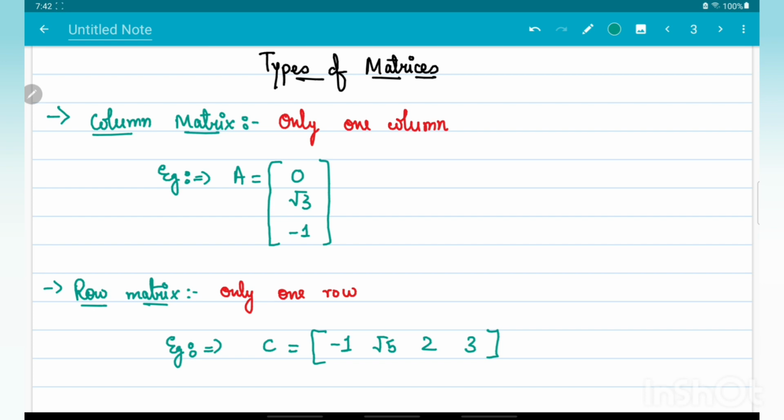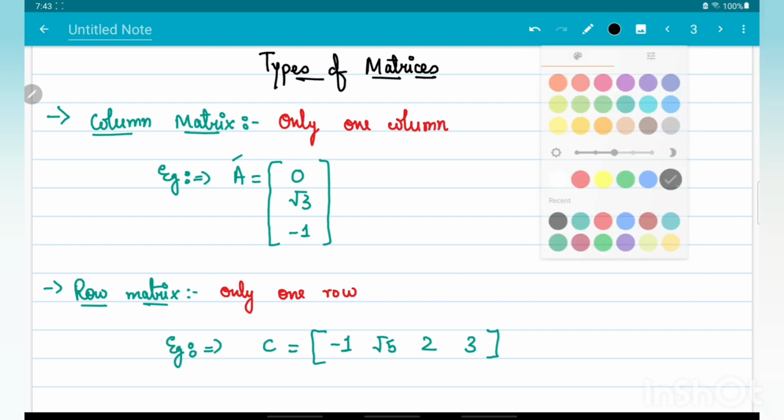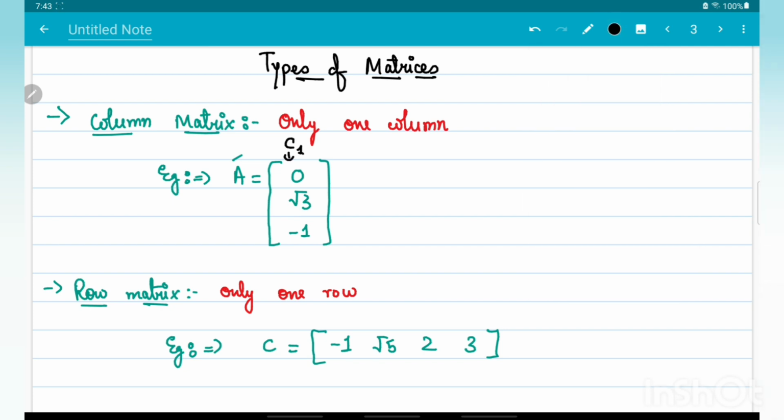Now let us discuss the different types of matrices. First we will discuss the basic types of matrices like the column matrix and the row matrix. Now what is a column matrix? From the name itself you can get to know that a matrix is said to be a column matrix if it has only one column in it. Suppose I've taken an example over here, matrix A, and this has only one column. If you can see, there is only one column and the elements that belong to the first column are 0, root 3 and minus 1. These three elements belong to the first column, column 1.